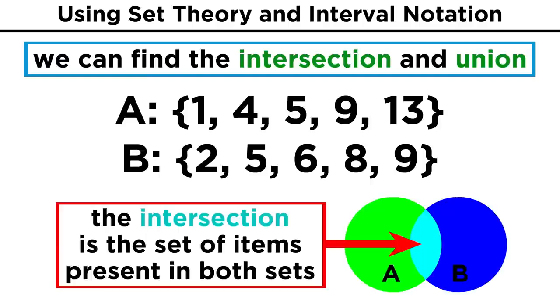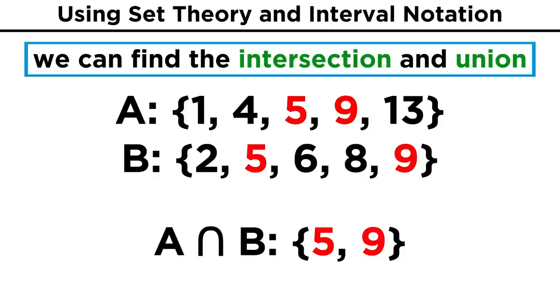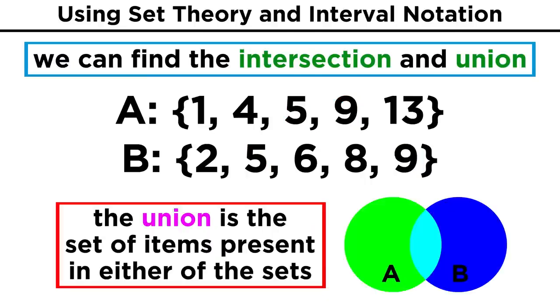The intersection of two sets includes all the items that are common to both sets. We can think of this as the part of a Venn diagram where the two objects overlap. In this case, the items that are present in both sets are 5 and 9, so the intersection of these two sets, which we represent with this symbol that looks like an upside-down capital U, will be the set containing 5 and 9.